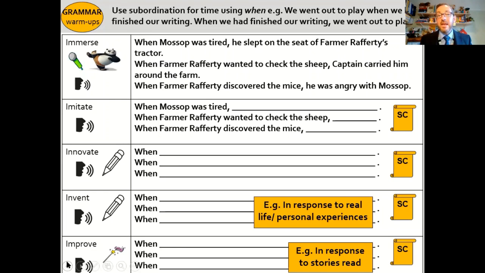So maybe "Mossop was tired, so he slept in the barn all day," or maybe "Mossop was tired, so he didn't want to chase the mice." Okay, "When Mossop was tired, he slept in the barn all day." Hi-ya. And so the children then have an opportunity to finish that sentence in their own way. So 2 or 3 keenies will have a go and chip in.